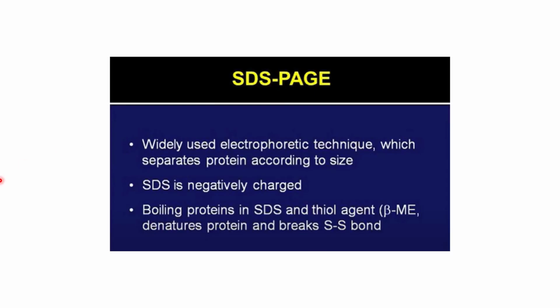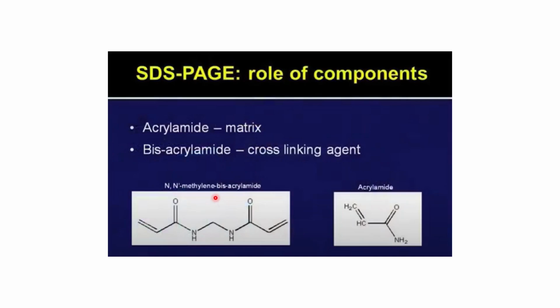So in terms of the first one, we are dealing with SDS and native PAGE. What does SDS do? It is a widely used method. It gives negative charge to the protein, and boiling proteins in SDS and a thiol agent like beta-mercaptoethanol denatures the protein and breaks the disulfide bonds.